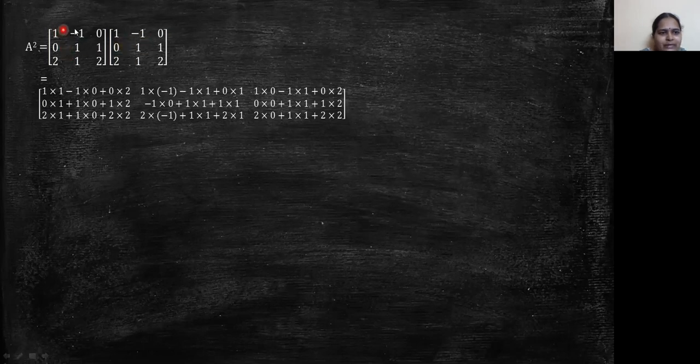Now, how do we multiply these two matrices? First row into first column, first row into second column, first row into third column gives us the first row elements. So, let us see how we have done. 1 into 1 is 1. Minus 1 into 0, that is what we have written. 0 into 2, 0. Next, first row, second column: 1 into minus 1, here we have written minus 1, into 1, here we have written, 0 into 1, 0. Next, first row, third column: 1 into 0, here we have written.